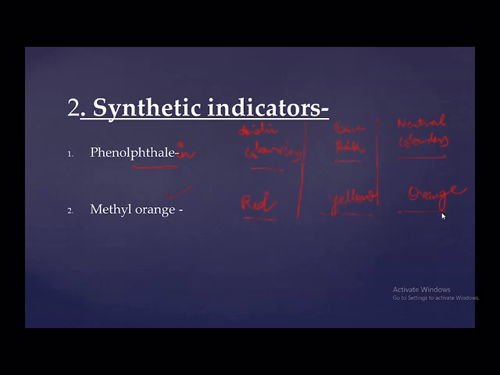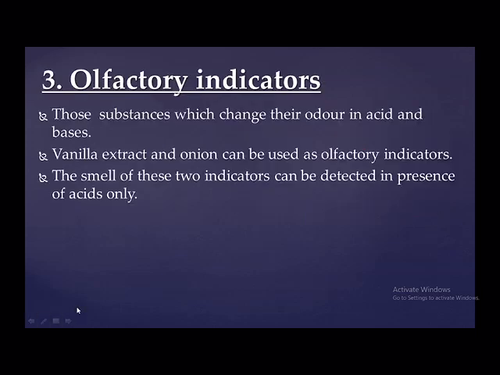So then we have the olfactory indicators, which is the indicator based upon odor. Odor refers to the smell. These are the substances which change their odor in the acid and base media. So usually the smell of the indicator changes whenever it is exposed to a substance of acidic or basic nature. The common examples we use are vanilla extract as well as onion, which are used as olfactory indicators.